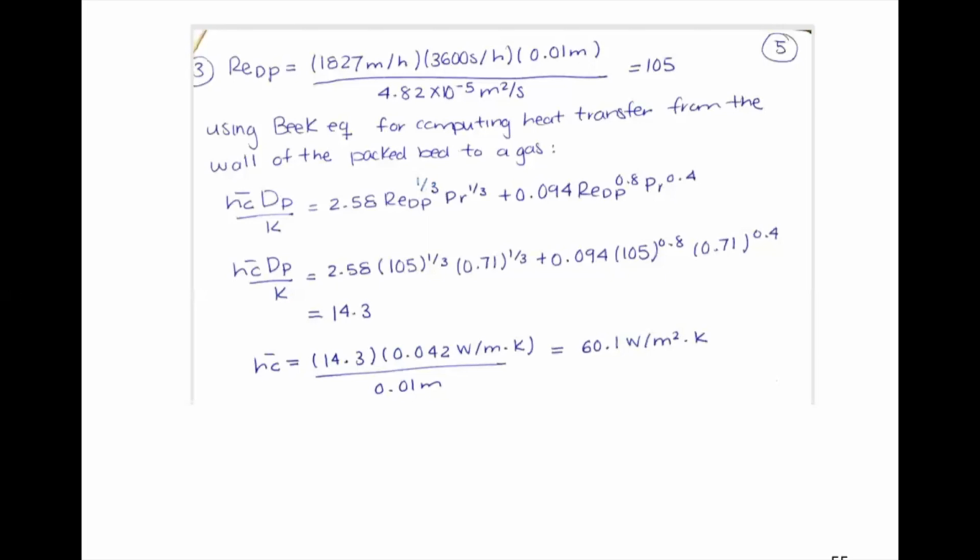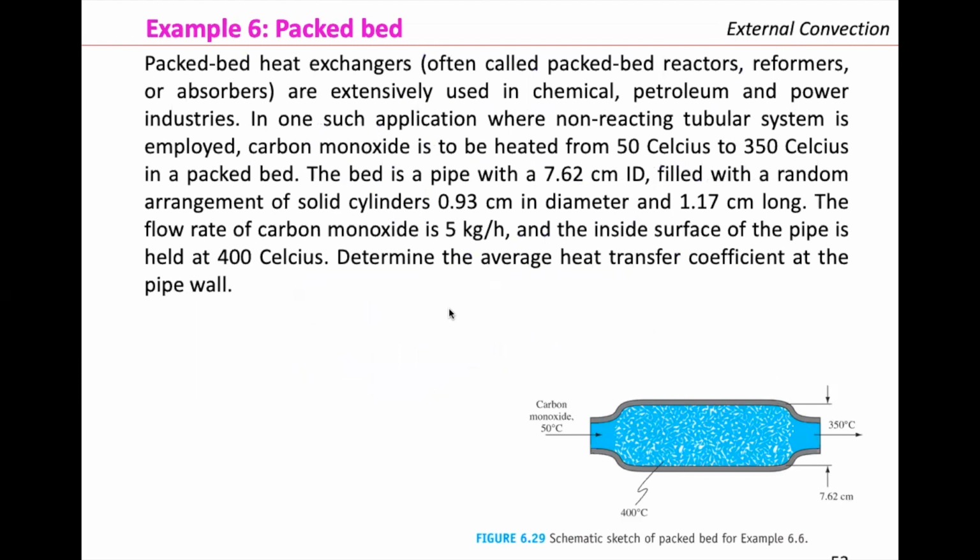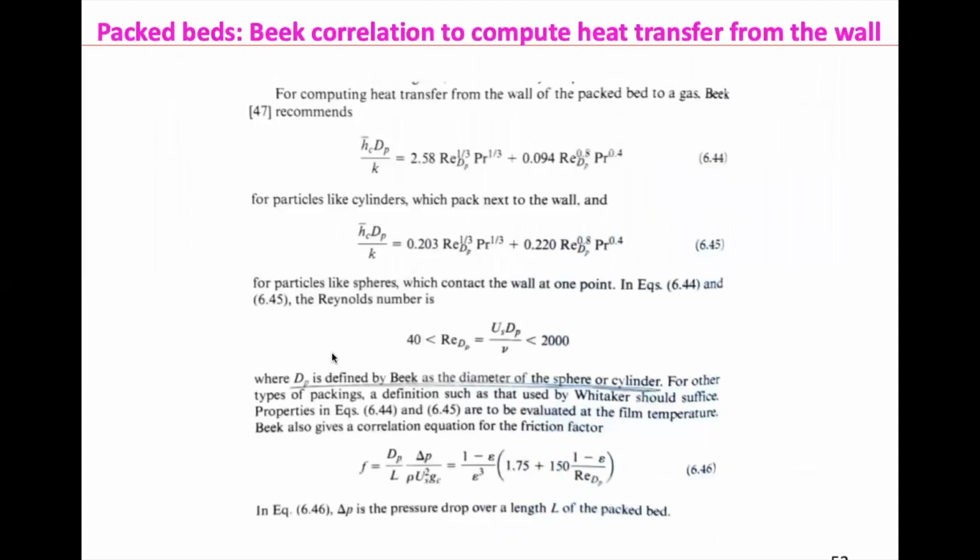And the only thing with packed beds is that you need to check what the problem is asking. Here it asks us to evaluate the heat transfer at the pipe wall, and Beek is the one that gives us that correlation, right? So you go for Beek, and you just check how he defined the Reynolds number and the diameter of the particle, and even if you need to calculate the friction factor, you can do it with this equation, because he provides an equation for that. This is from the wall. That's why we decide on the Beek correlation.